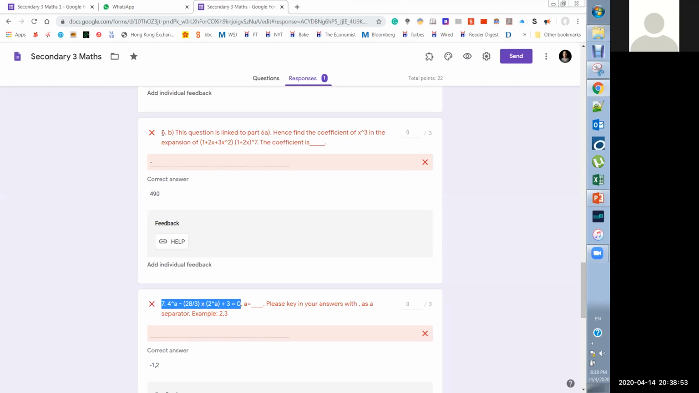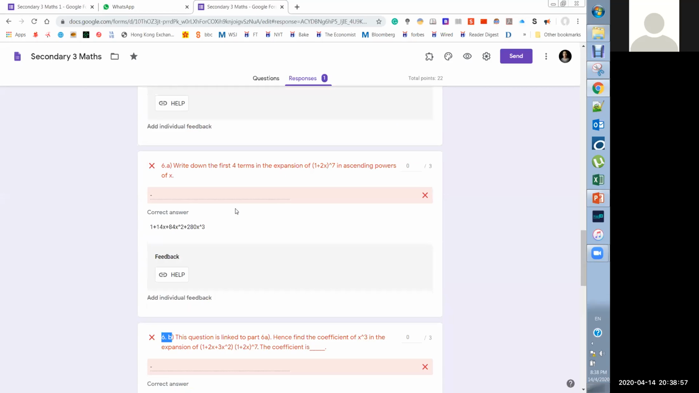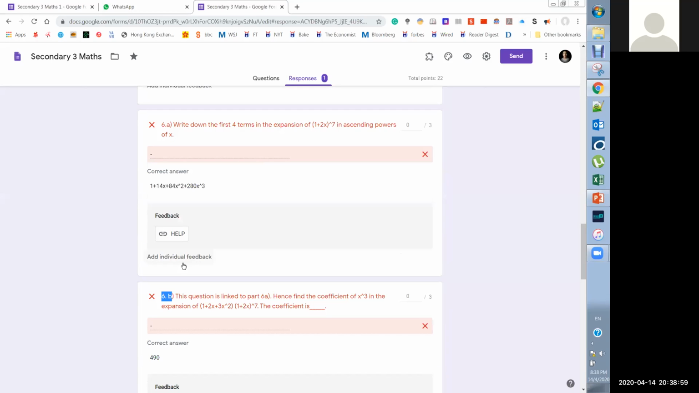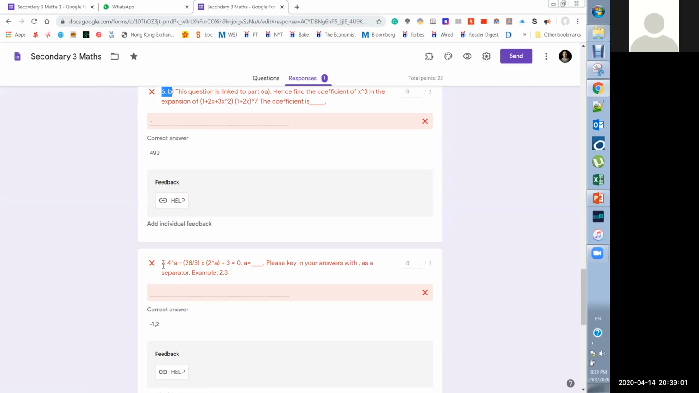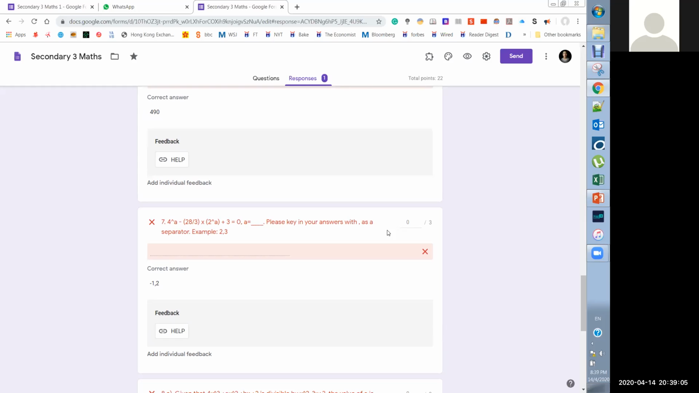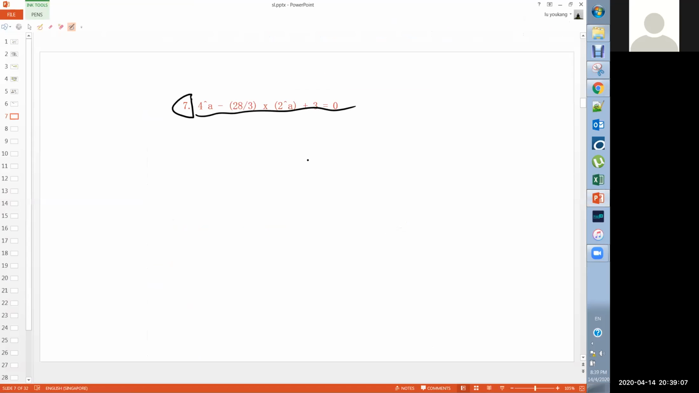So it's not 7.4. Then why you never read this is 6b? Basically, this is question 6a. This is question 6b, and then this is question 7. Then 4. Oh my god, no wonder. Okay, never mind, I think I know how to do this question.